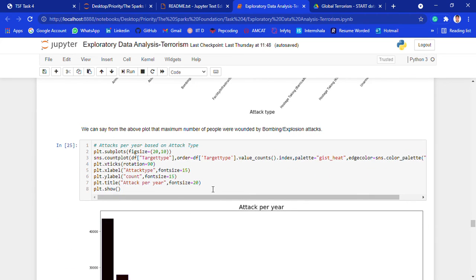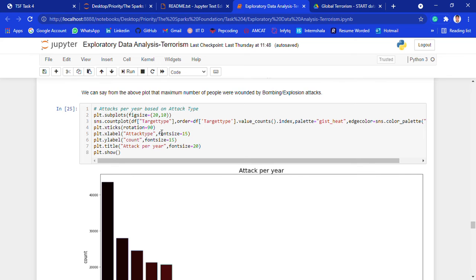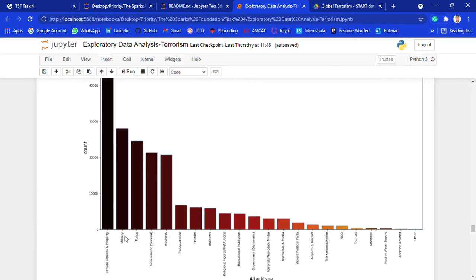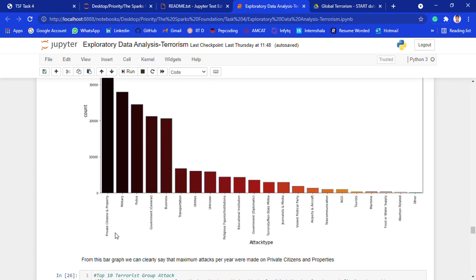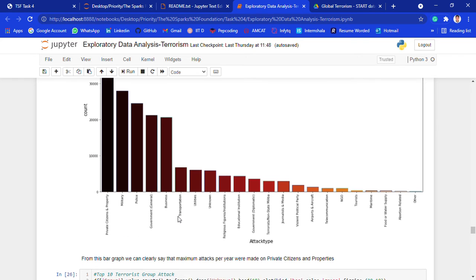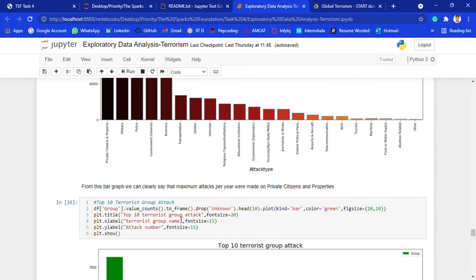And we can see the attacks per year. I have tried to plot a graph of attacks per year, and in this graph I am predicting the attacks per year based on the attack type. Private citizens and properties, military, police, government, general, businesses, transportation: these are the areas with the maximum attacks per year. Mostly the normal people, the private citizens and properties, are being affected by these attacks.